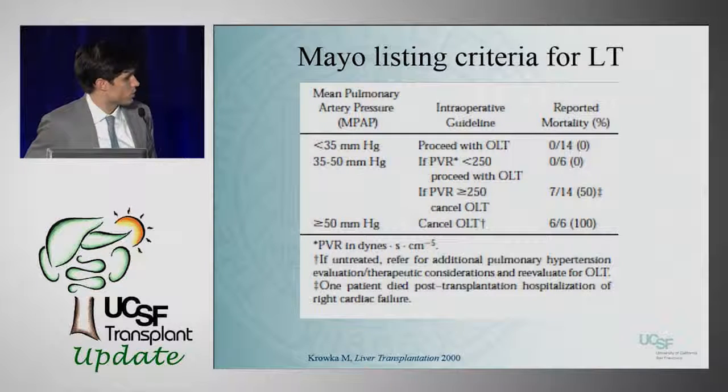Just to show that different institutions use slightly different criteria, here's Mayo. They use a PA mean based criteria as well, but they'll go up to 50 millimeters of mercury in some cases. We don't tend to be that aggressive. If the PA mean is that high, we get really hesitant to let them go forward. But there's a fair amount of center-to-center variability.